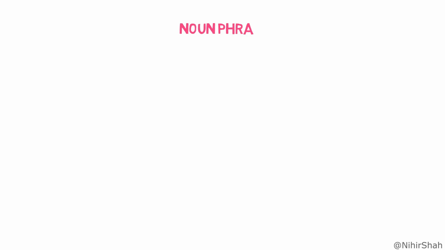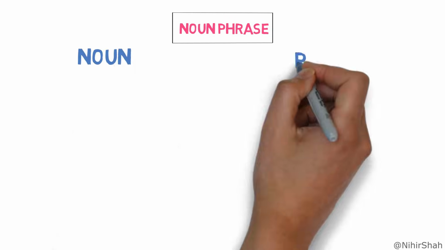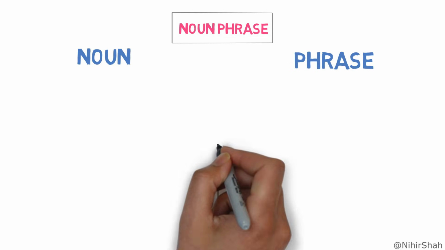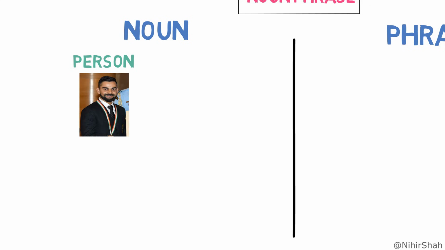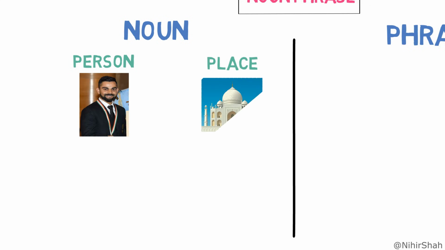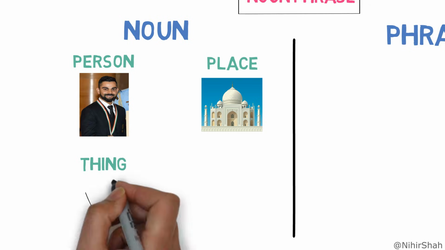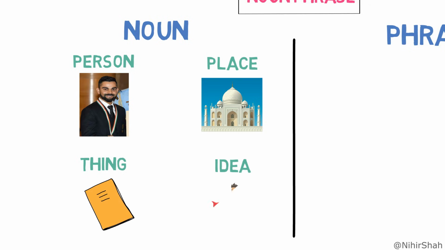What is a noun phrase? A noun phrase is made of 2 words, noun plus phrase. Now, what is a noun? The noun is the name of a person like Virat Kohli, a place like Taj Mahal, a thing like a book, or an idea like bravery.